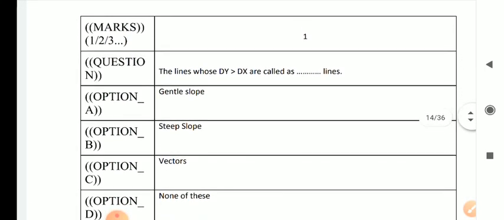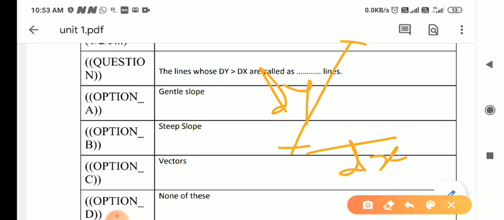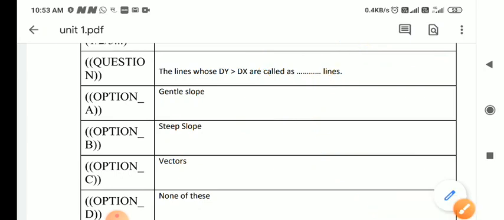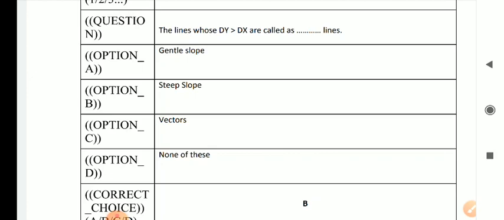Now next question, the lines whose dy is greater than dx are called as, so we have already seen, if dy is greater than dx, this is dx and this is dy, so if this value is greater, then we call this a steep slope. So the answer is B.